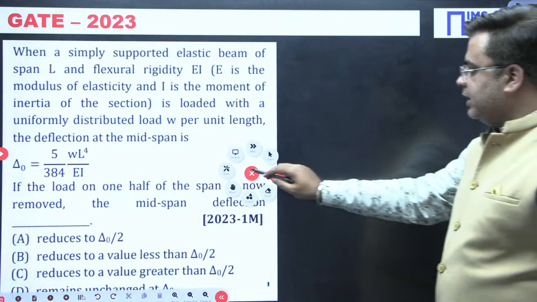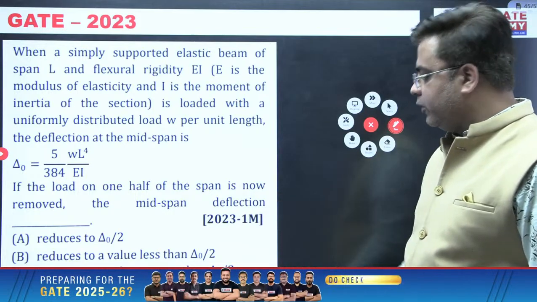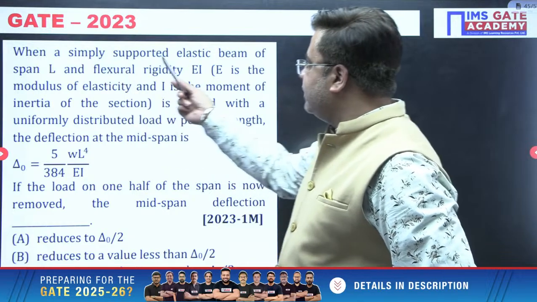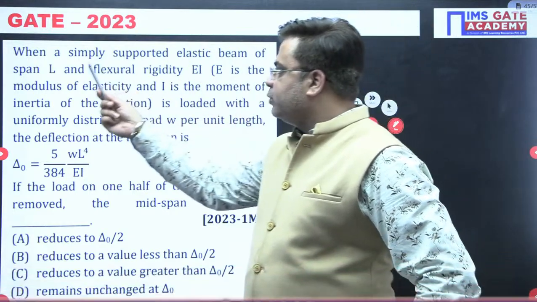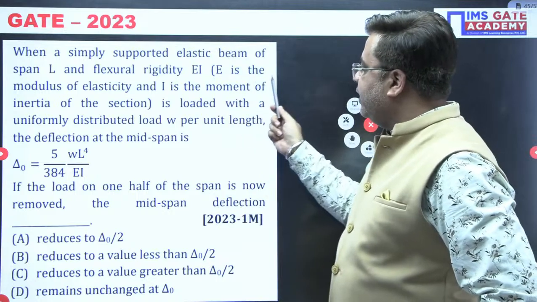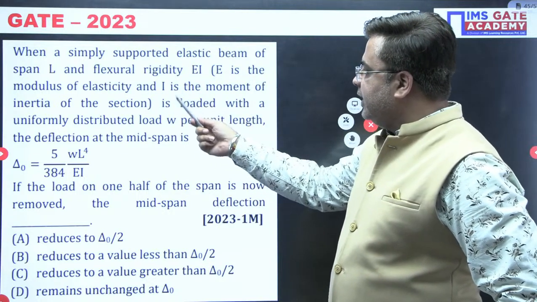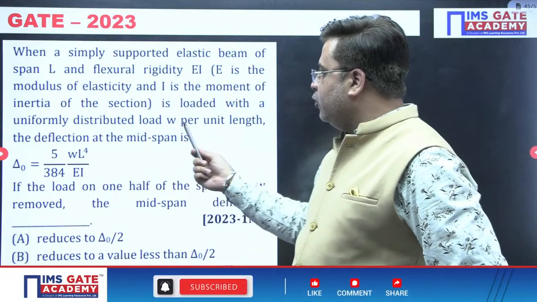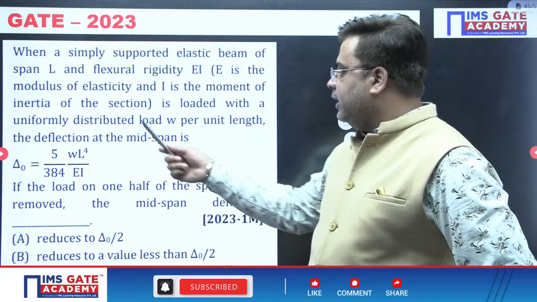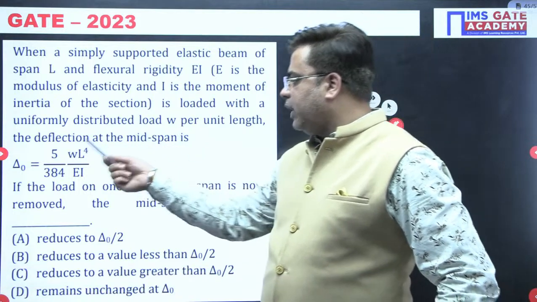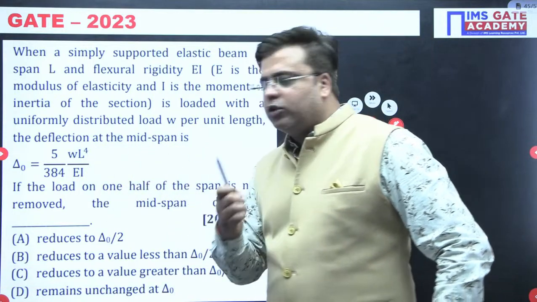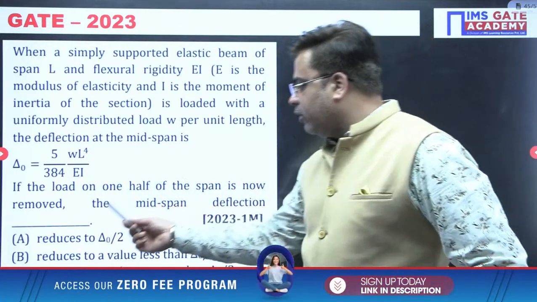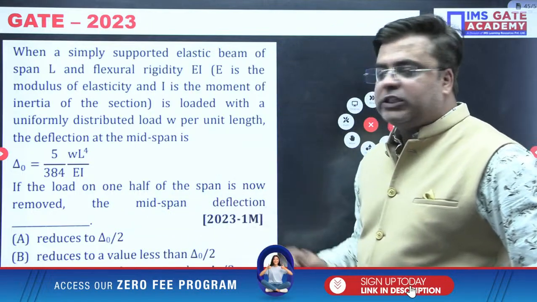Okay, so the question says that here it's a GATE 23 question for 1 mark. It's an easy question. The question is saying that when a simply supported elastic beam of span L and flexural rigidity EI, E is the modulus of elasticity and I is the moment of inertia of the section, is loaded with a uniformly distributed load W per unit length, the deflection at the mid span is 5/384 WL raised to the power 4/EI. If the load on 1/2 of the span is now removed, the mid span deflection is.